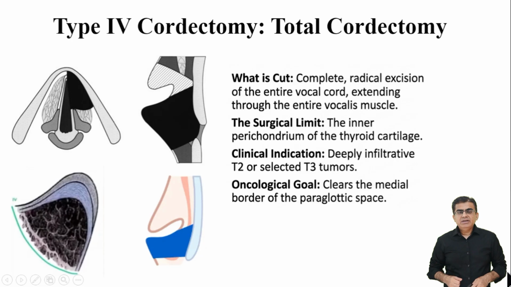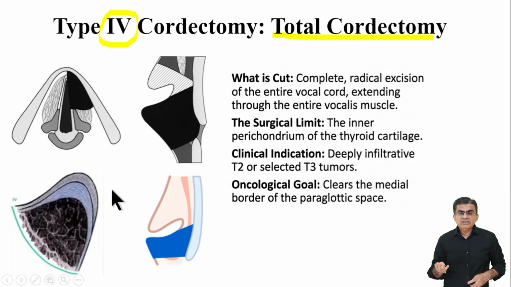Let us now examine our most extensive standard resection. Look at the diagram on your screen for the type 4 cordectomy. This is also called a total cordectomy. This is an extremely aggressive and radical excision. You must completely remove the entire vocal cord. This includes the mucosa, the ligament, and the entire vocalis muscle.